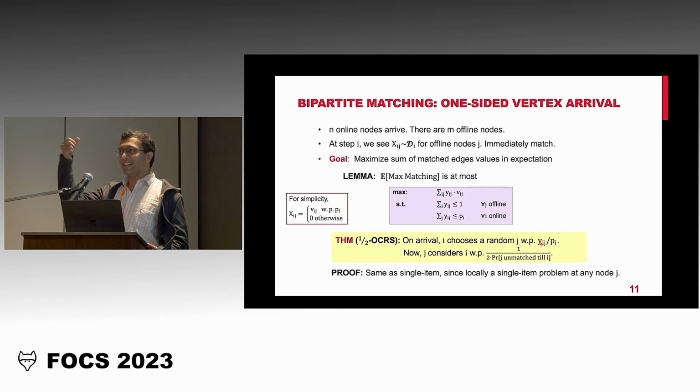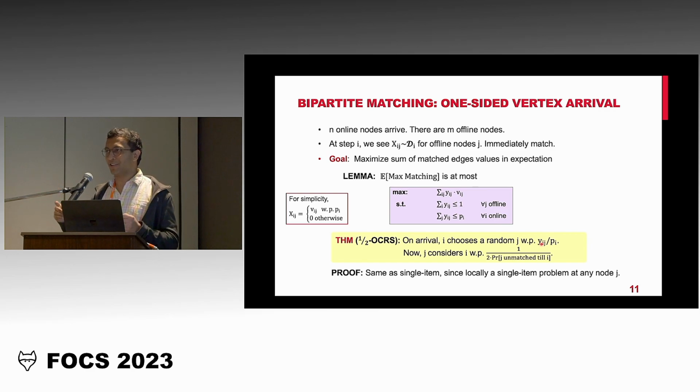So it's saying that when the ith node shows up, it's just going to choose one of the offline nodes with probability proportional to yij's. And now that jth node is just going to decide whether it's going to accept the ith node or not. The reason this problem reduces to a single item problem is because from the perspective of the jth node, it's just a single item problem.